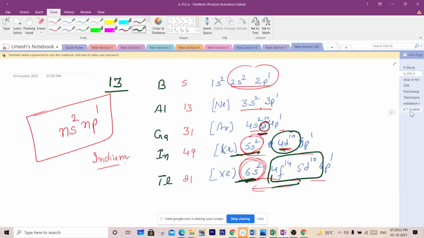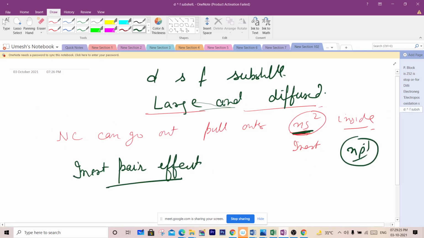This is called the inert pair effect, and that is why only one electron is available for making bond. So we say it shows only +1, not +2 or +3.